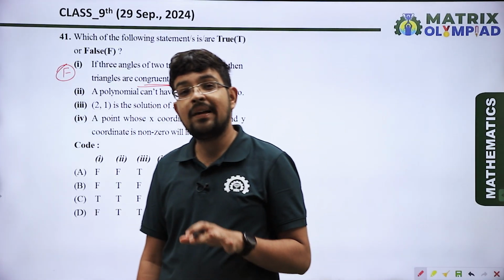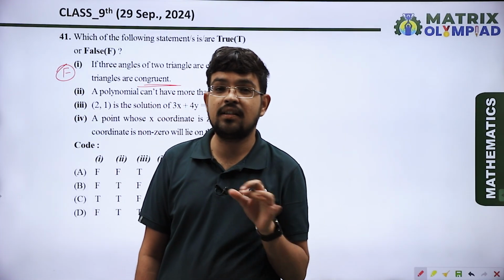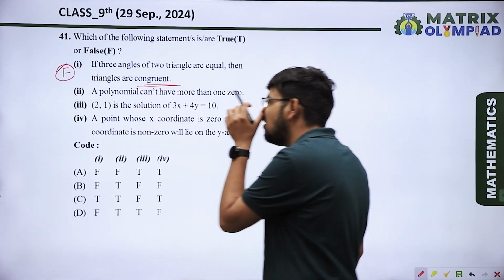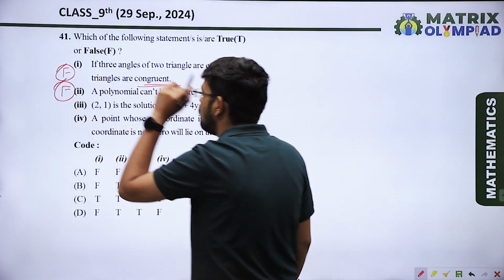Yes, a polynomial can have more than one zero. If the degree is more than 1, definitely it may have more than one zero. So the second one is also false.